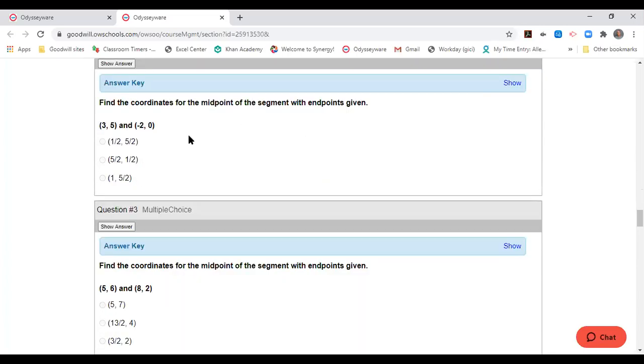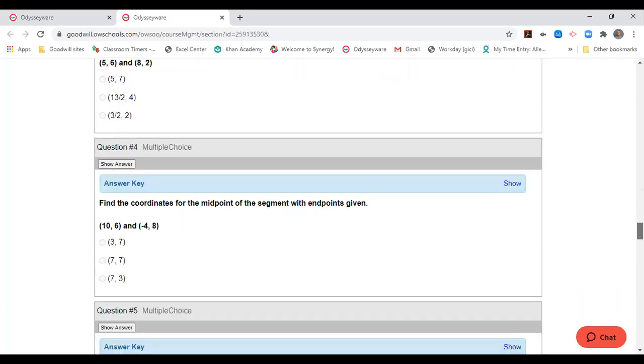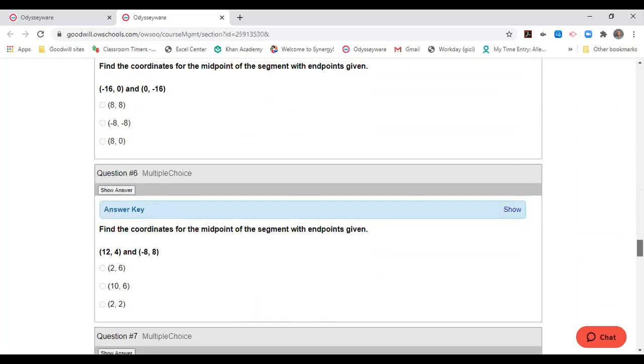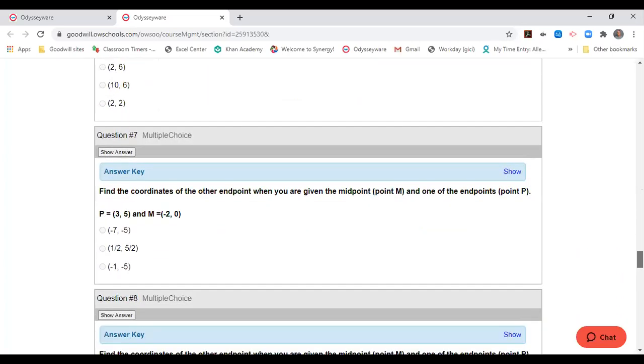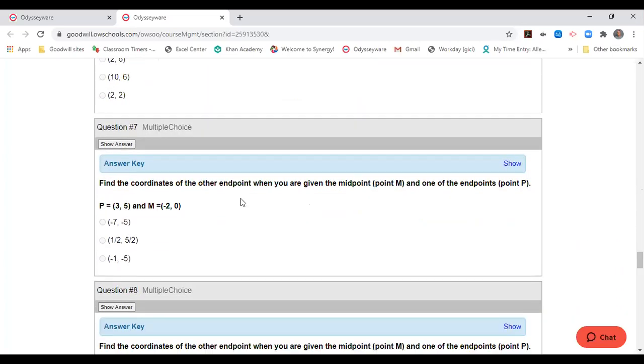Pretty much the same calculation every time until you get to here, question number 7. This is one we're gonna work on a little bit. I think you guys can figure out the other one. The midpoint calculation is just averaging. Add them together, divide by 2.